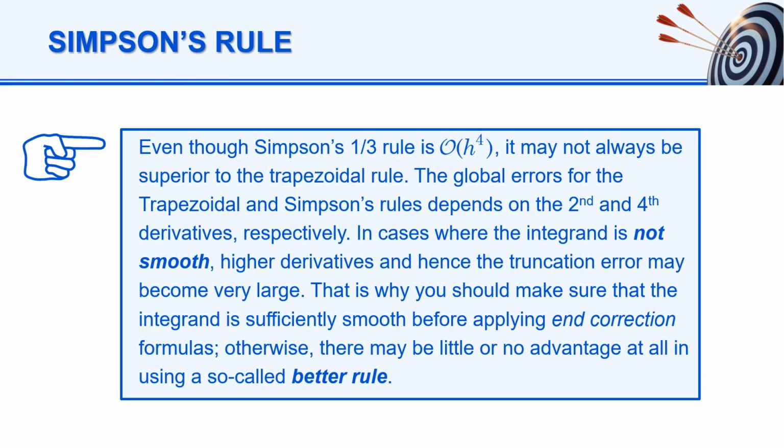Even though Simpson's 1/3 rule has a 4th-order error, it may not always be superior to the trapezoidal rule. The global errors for the trapezoidal and Simpson's rules depend on the second and fourth derivatives, respectively. In cases where the integrand is not smooth, higher derivatives and hence the truncation error may become very large. That is why you should make sure that the integrand is sufficiently smooth before applying end-correction formulas. Otherwise, there may be little or no advantage at all in using a so-called better rule.